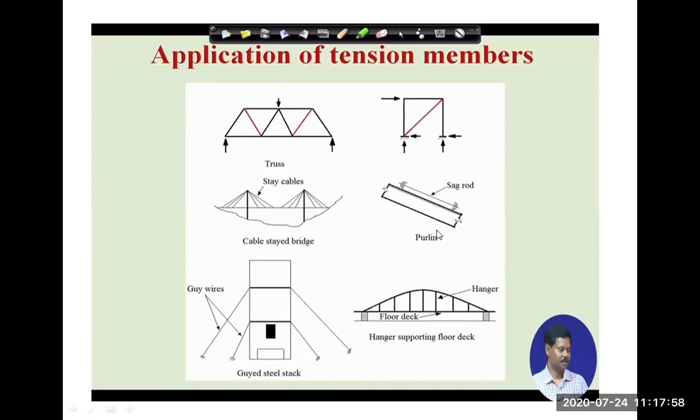Then purlin. Next is the purlin. We have seen the AC sheet, GI sheet.